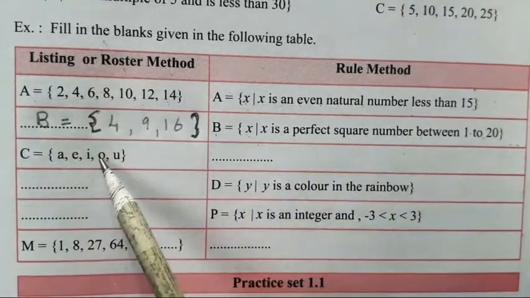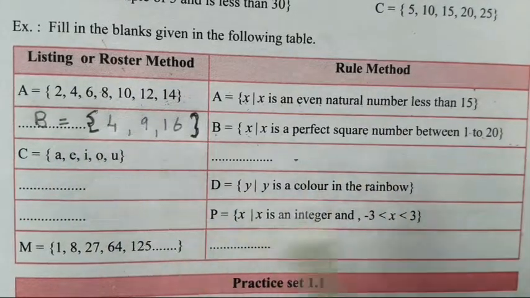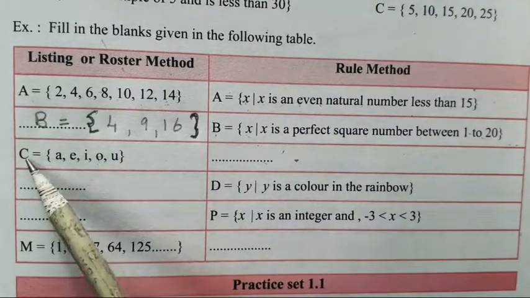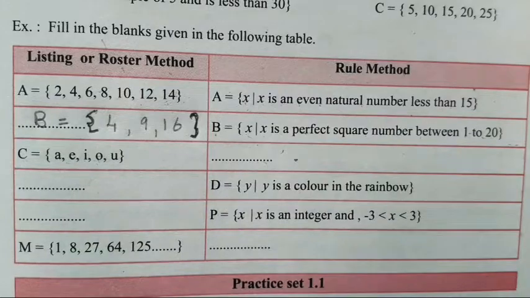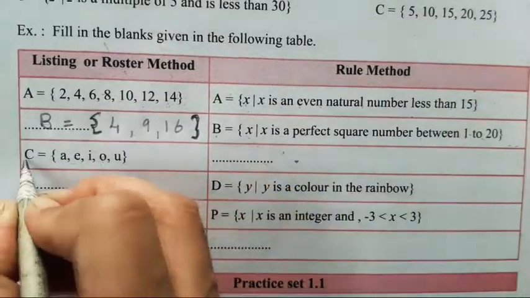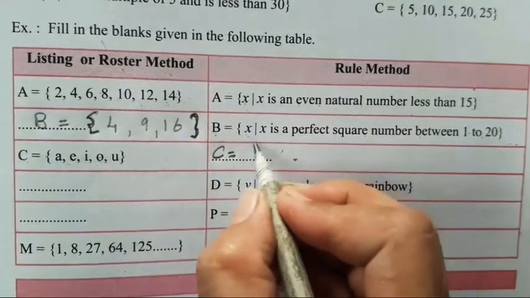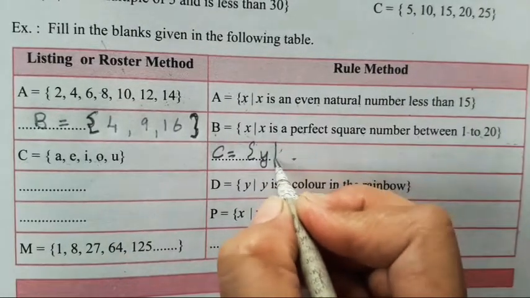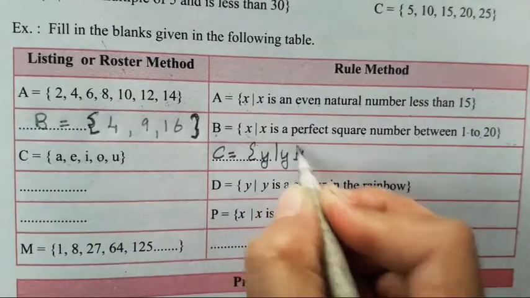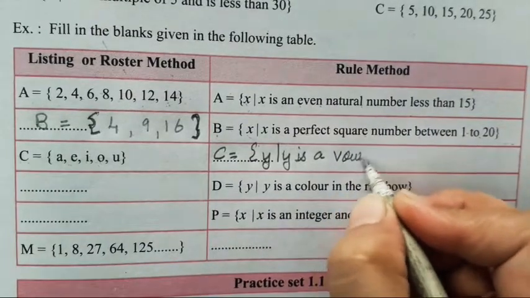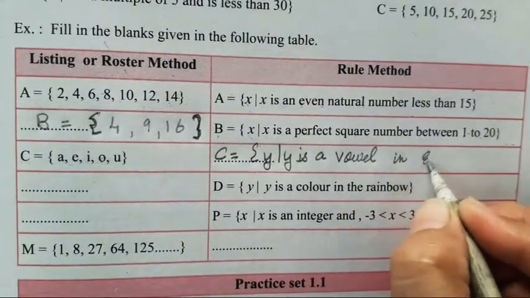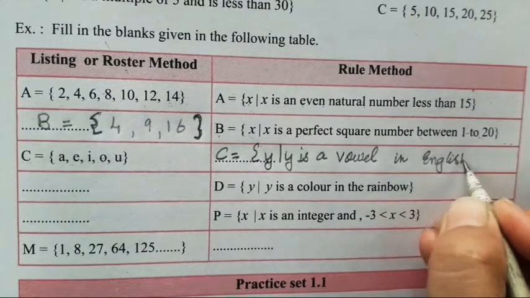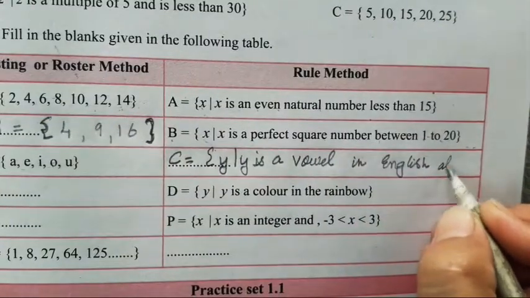Now over here the listing method has been given, we have to write the rule method. Okay, so whichever one is given, you have to write accordingly. Now C is A, E, I, O, U. Now we all know these are the vowels. So how are you going to write? As I said, C is there, so you have to write vowels. So Y, or even you can take X, a vertical line, Y is a vowel in English alphabet.